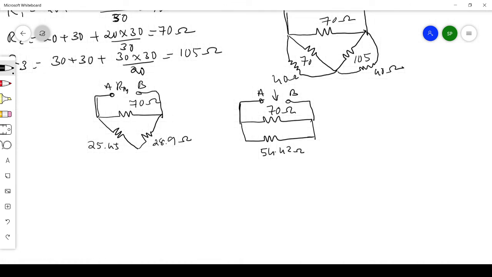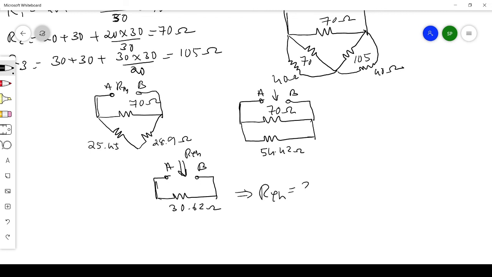So this 70 and 54.42 are in parallel, and the parallel combination gives 30.62 ohms. That is connected across A and B. When you look, this one is RTH. So from this we get RTH equal to 30.62 ohms.